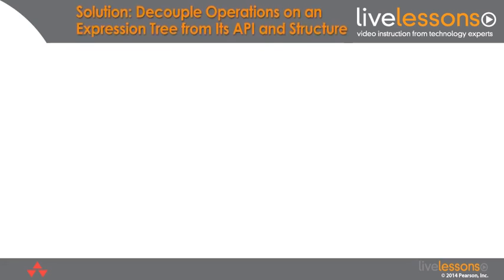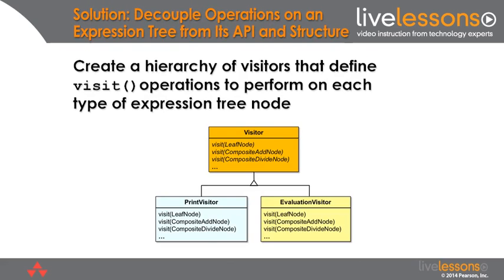A downcast is really not that much different from an if-else statement or a switch statement, and it tends to bind you very tightly to a particular structure and a particular representation. So what can we do to avoid these problems? Well, what we're going to do is we're going to decouple the operations on an expression tree from its API and its structure. Let's talk about how we're going to do this.